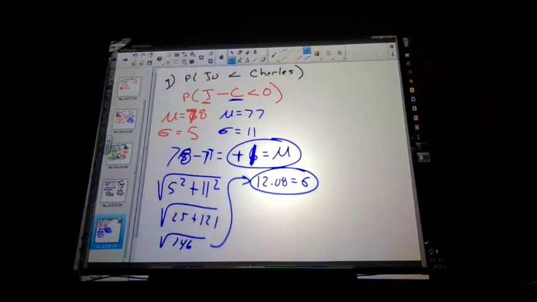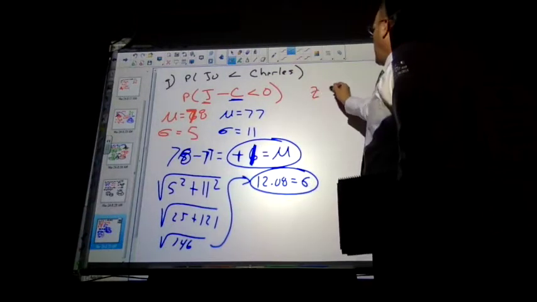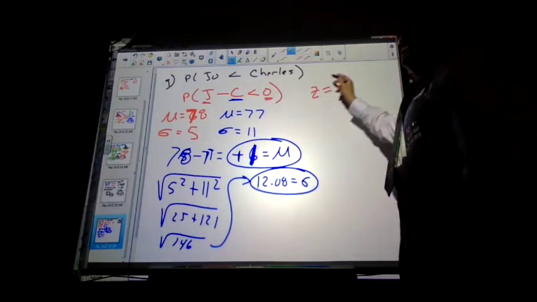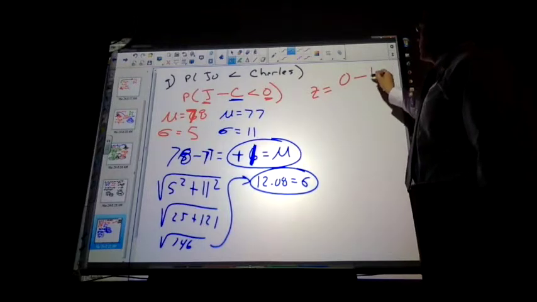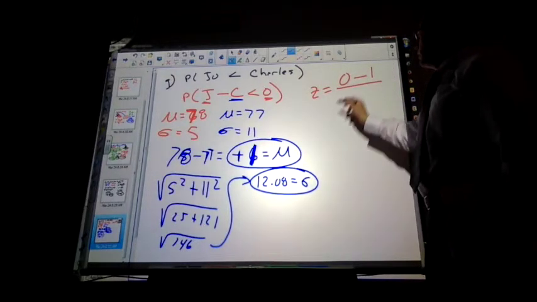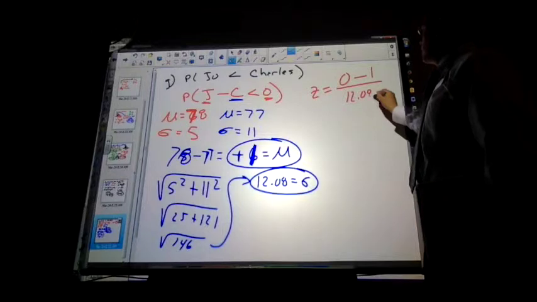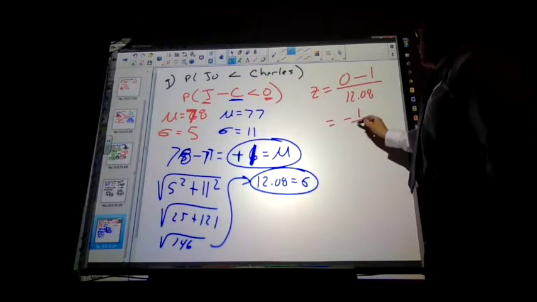Where it's kind of strange to think about this problem is we are subtracting the two. So we're taking averages of 78 and 77 to get a new combined average of 1. But we're going to take this and find the z-score of it. So I have my new observed minus the 1 over standard deviation. That's going to give me -1 over 12.08.